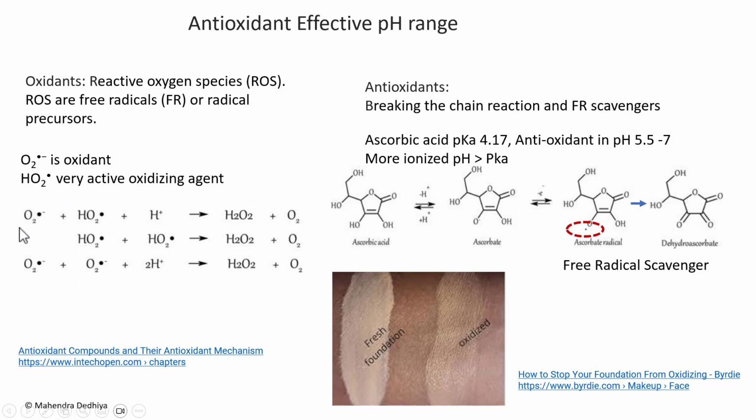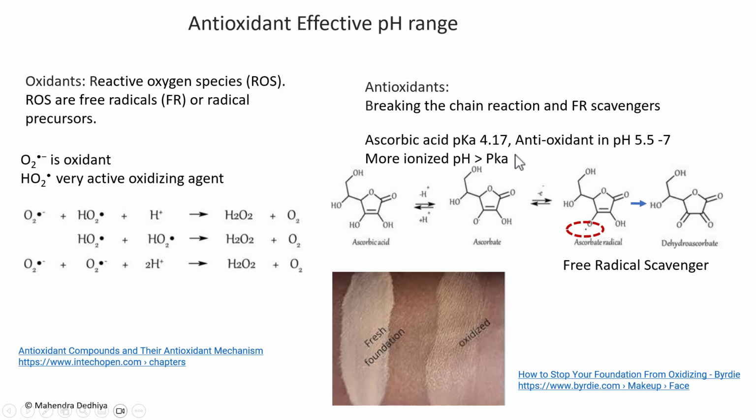O2 free radical will react with HO2 and will form hydrogen peroxide and free oxygen. And products will oxidize in the presence of H2O2 and oxygen. Similarly, two O2 free radicals and hydrogen ions generated at different pHs will form H2O2 and oxygen. Again, these are very reactive. So antioxidants are used to sequester free radicals.